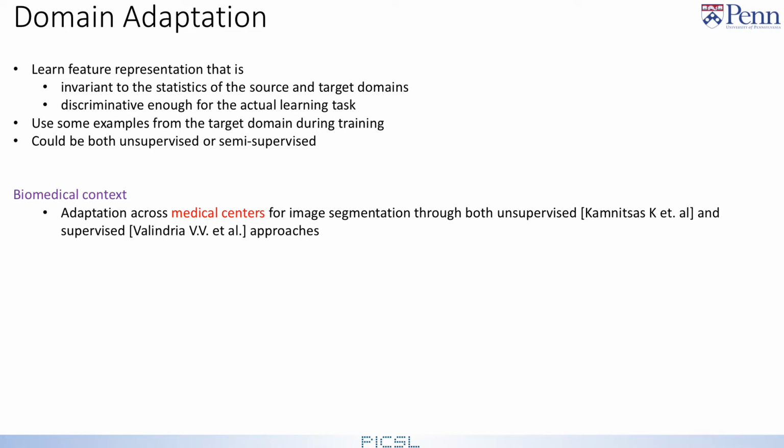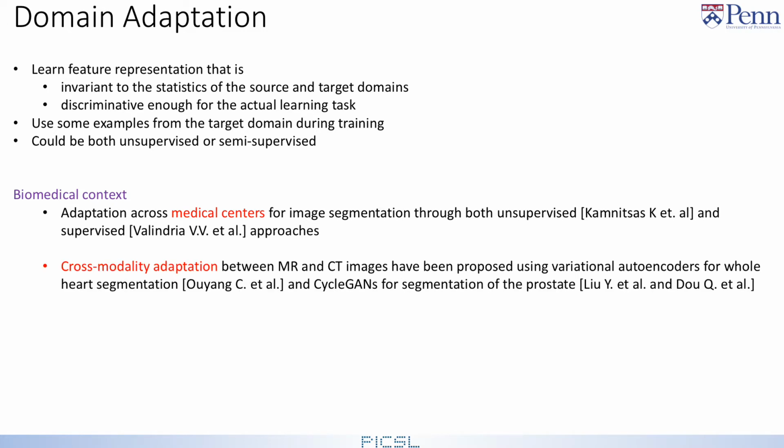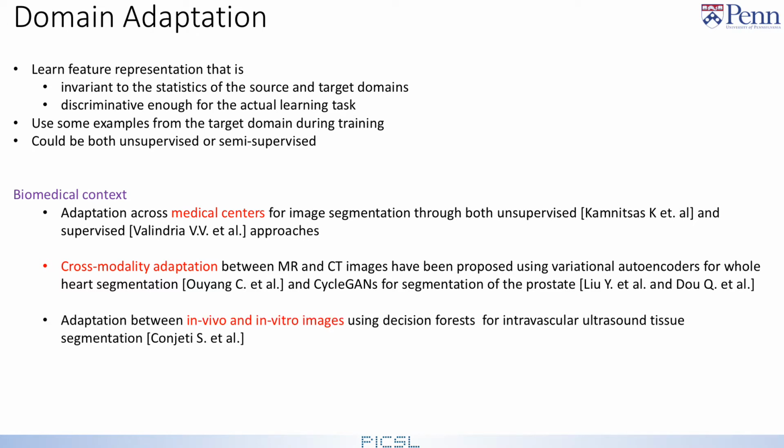Adaptation across different medical centers for image segmentation through both unsupervised and supervised methods have been proposed. Cross-modality adaptation between MR and CT images have been proposed using variational autoencoders for whole heart segmentation and using cycle GANs for segmentation of the prostate. Decision forests have been employed to adapt between in vivo and in vitro images for intravascular ultrasound tissue segmentation. Few-shot learning is a training scheme which adapts a trained model to a completely new data distribution with very limited training examples and has been used to segment multiple organs in MR images.